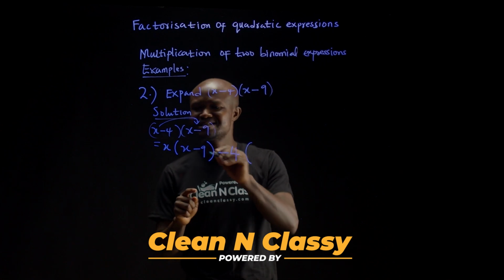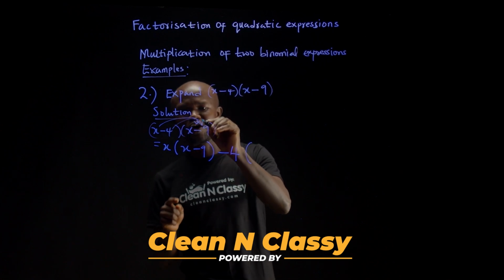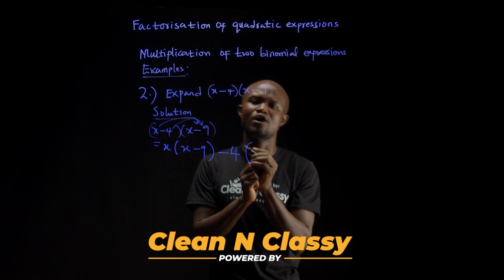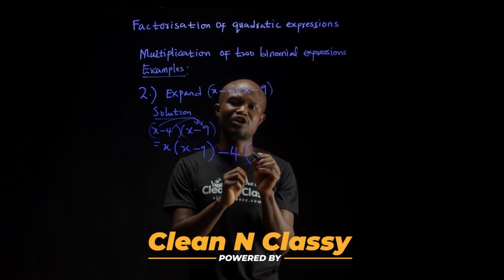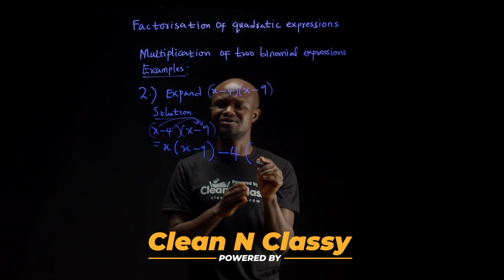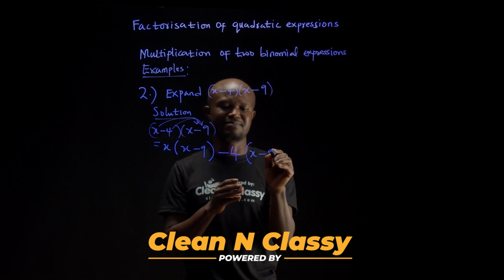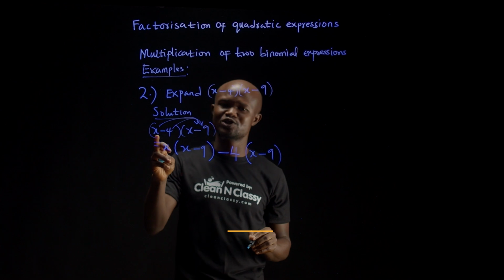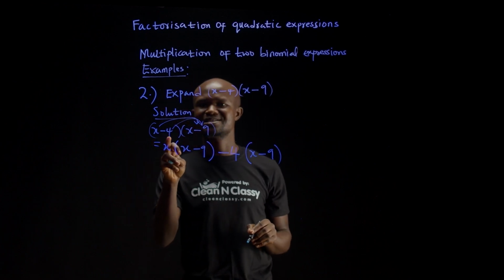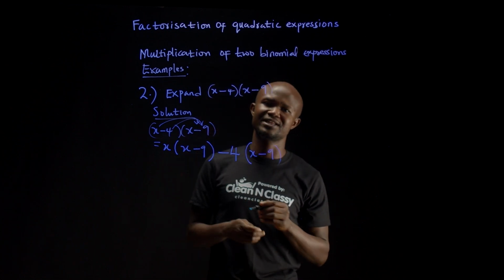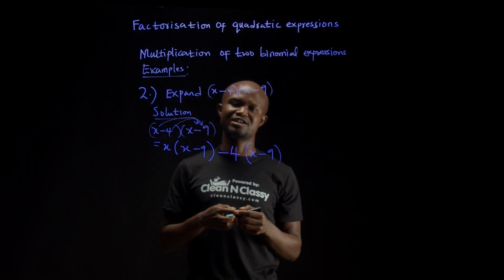Then we write it and multiply it with what? The whole of the second binomial expression. Take note, x minus 9. Now we use the first one, x, to multiply everything. Then the next term, which is minus 4, multiplies everything in the second binomial expression.